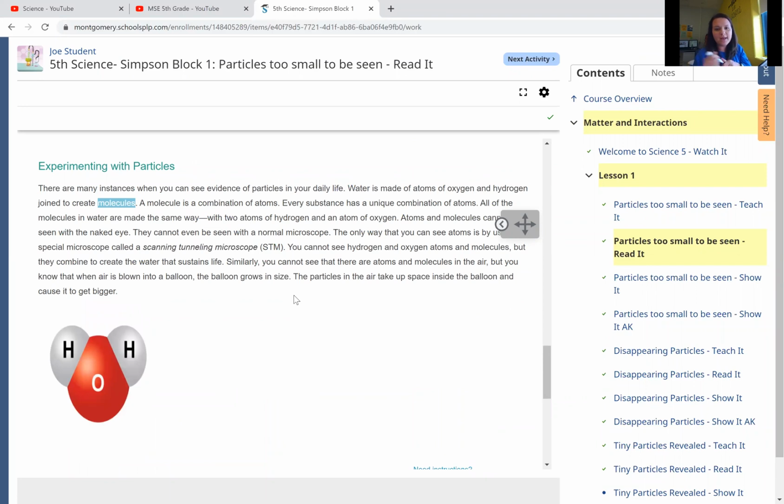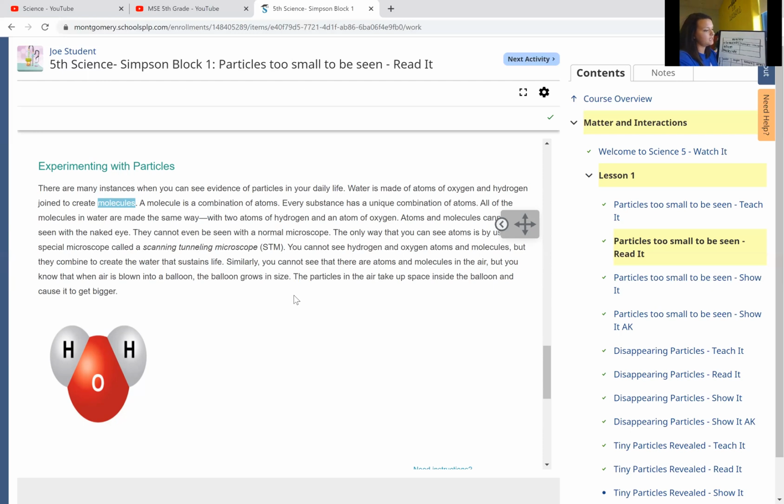So if you've read it, it talks about how water is made of atoms of oxygen and hydrogen joined to create molecules. So I have created this chart here. I have labeled the chart water, and I've talked about elements, atom, and molecule. So I need you to add the names of the elements that make up water. The two elements that are put together to make up a water molecule are hydrogen, and oxygen.